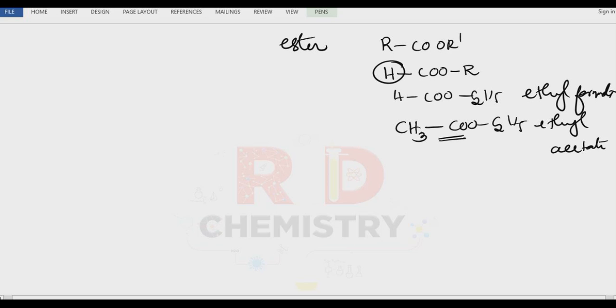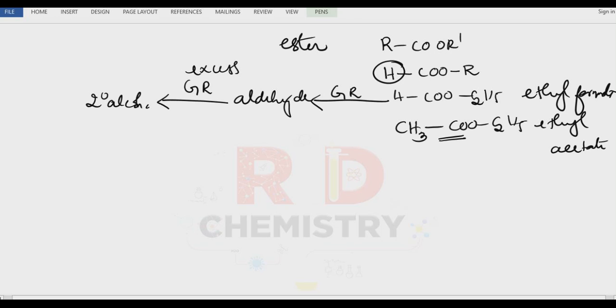Okay, clear? Remember here, when I take ethyl formate with the Grignard reagent, it gives aldehyde in the first step. Again, it can react with the Grignard reagent. That means if I mention the Grignard reagent in excess, then the aldehyde will finally give the secondary alcohol. Okay. If I take a 1:1 ratio, only aldehyde is formed. Similarly, if I treat ethyl acetate with 1 mole of the Grignard reagent, we'll first get ketone. And the ketone, if we treat with some more Grignard reagent, finally gives the tertiary alcohol.